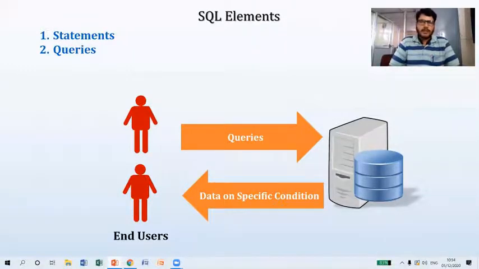I may even include certain conditions while writing a query. Assume that I want to see the details of employees who are getting a salary of more than 5,000. Likewise, based on a specific condition, RDBMS has to generate data as a response. Here you can see the end user is sending a query. Based on this query, RDBMS will execute it and generate data on a specific condition, so that the user gets the response.